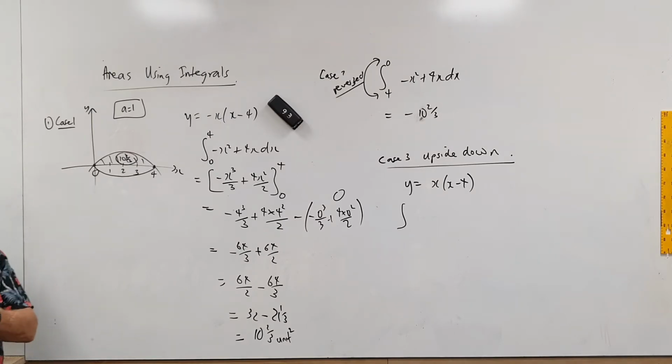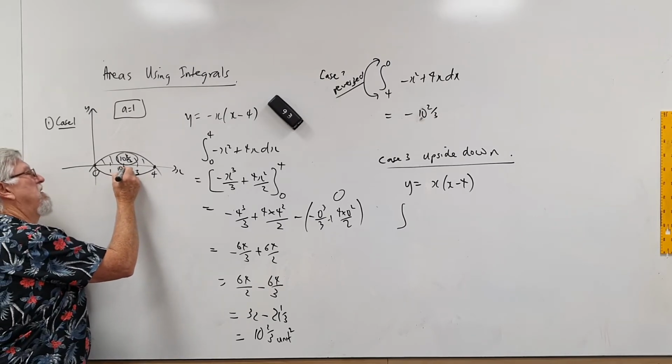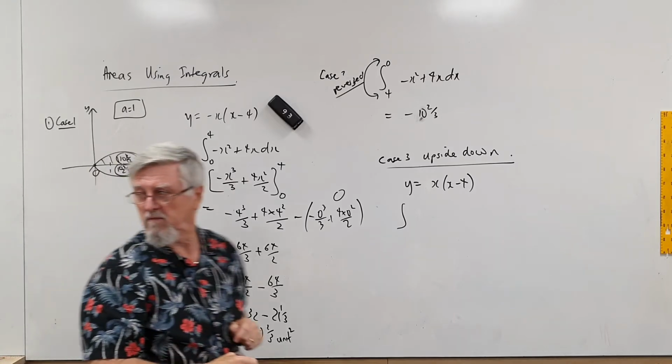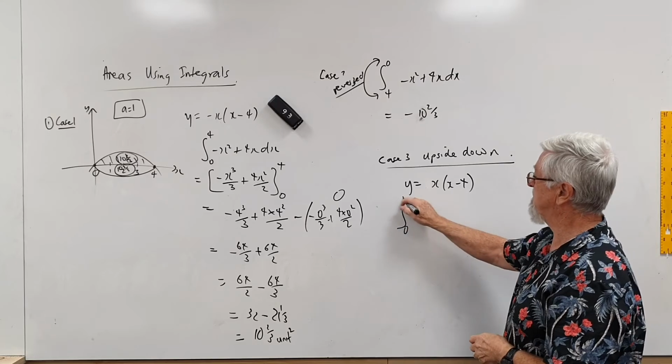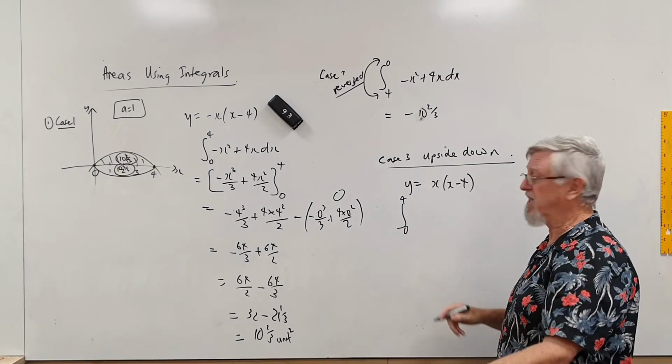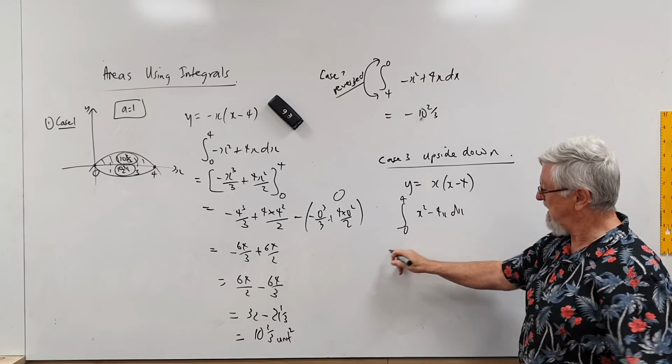Now, will it give me a negative 10 and 2/3 or will it give me a positive 10 and 2/3 because it knows it's under the x-axis? It's obviously going to be 10 and 2/3. How about I do the figures? You just watch. We're still going from 0 to 4, aren't we? Nothing's changed on that. And we've got x squared take 4x. You can see it's all the same calculation.